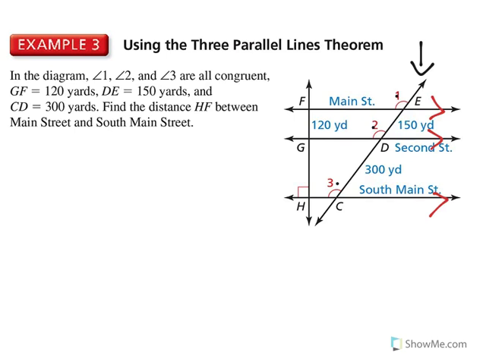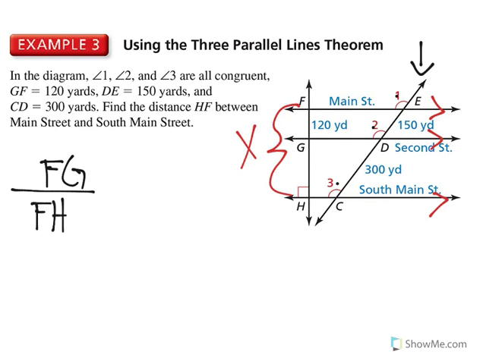So now it says GF is 120, which they have marked, DE is 150, and CD is 300. We want to find the length of HF. This is what we're looking for, this is my X. Since they're cut up proportionally, I can set them up as proportions. I'm looking for X, my total. So if I look at the same street, I'm going to do FG, the top portion of the street, over my total, which is FH, the actual section we're looking for, or HF, whichever way, would equal FG, that top part.